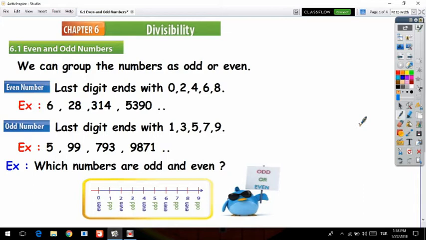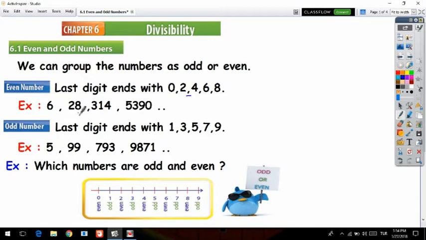First of all, let's look at the even numbers. For an even number, you have to look at the last digit. If your last digit is 0, 2, 4, 6, 8, we call it an even number. We have some examples about even numbers. First, 6. The last digit is 6, so 6 is between these numbers.